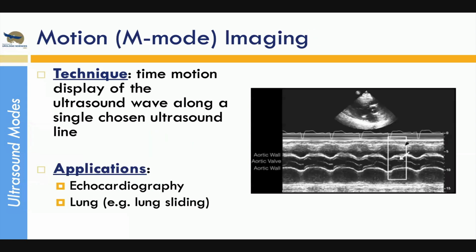Next, M-mode imaging, or motion imaging, is something that we also have a little bit of familiarity with, primarily seen in cardiac echoes, and it's a time-motion display of the ultrasound wave of a certain part. So very useful in valves, for example, and also lungs, for lung sliding to detect pneumothoraxes, etc.